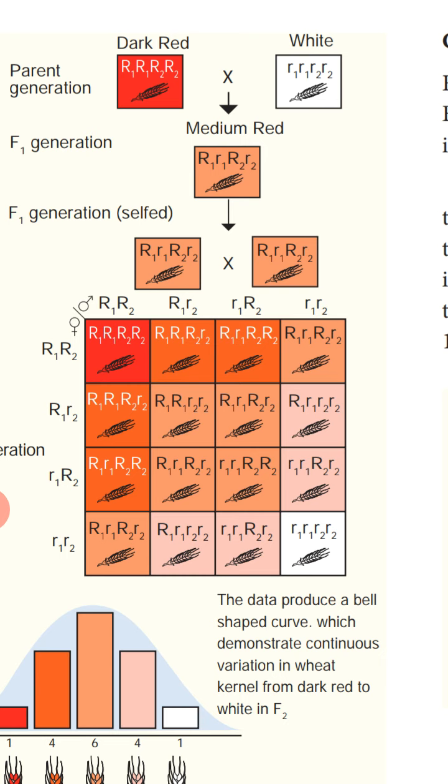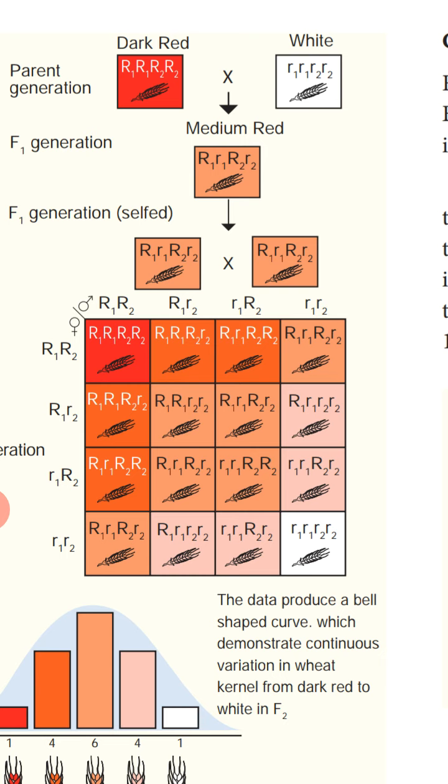So here, the more capital R is present, the more the intensity of the red color increases. So if all the four capital R's are present, it will be a dark red plant. If the number of R's decreases, the color also decreases. So here, if three capital R's are present, we get a medium dark red plant.